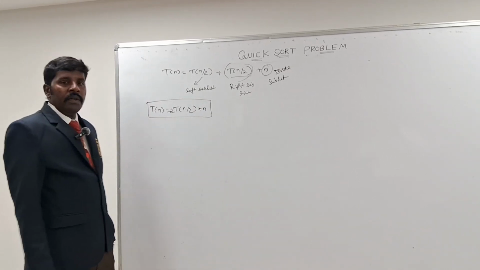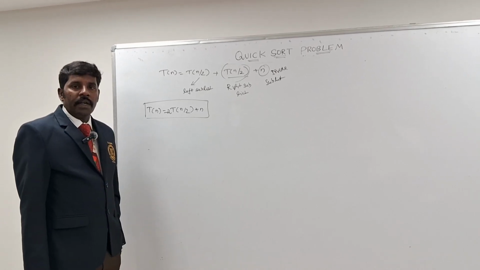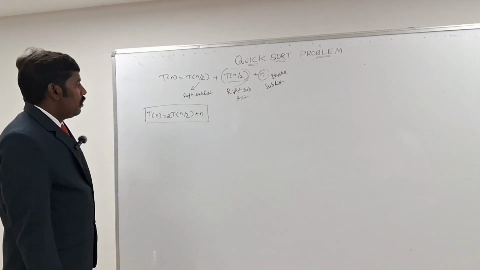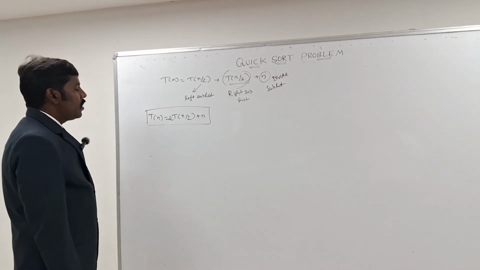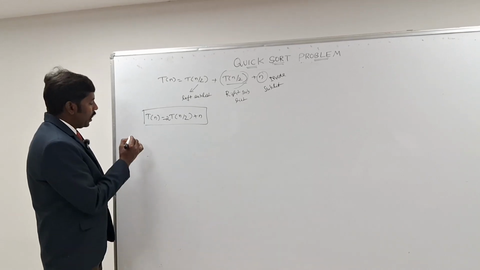The recurrence equation we can solve in three ways. One is the substitution method, second is the master method, third is the tree method. The substitution method has two types: one is forward substitution and the other is backward substitution. I will discuss the backward substitution.